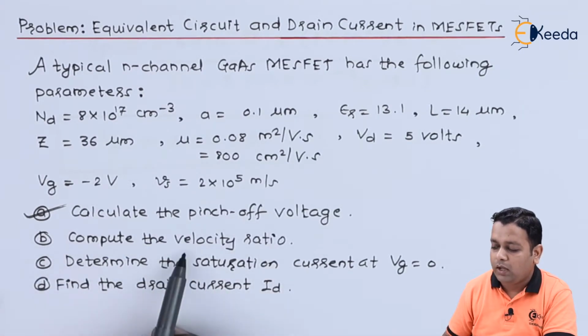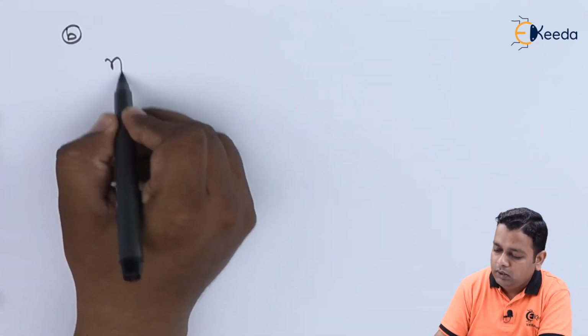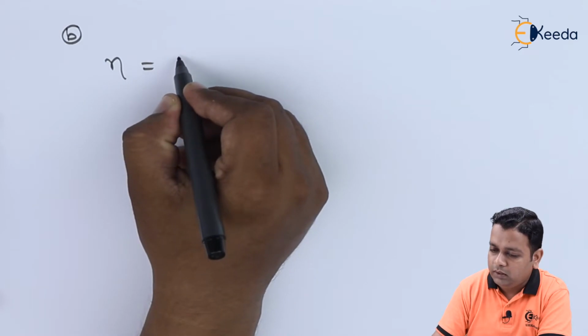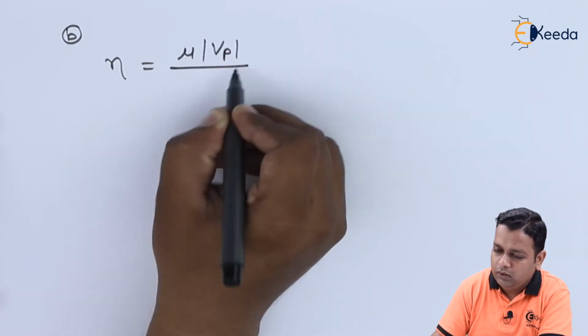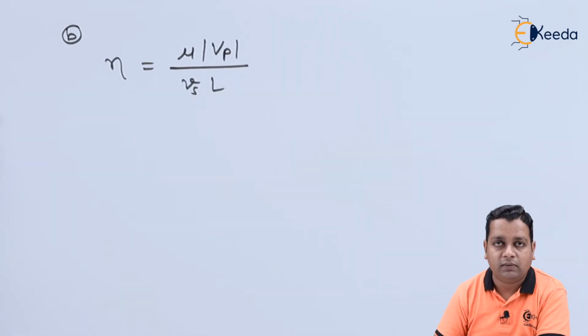Now we require the value of the velocity ratio. For part B, the velocity ratio we denote by the symbol eta here, and it is simply the numerator mu into the mod of Vp, divided by Vs in multiplication with the capital L.